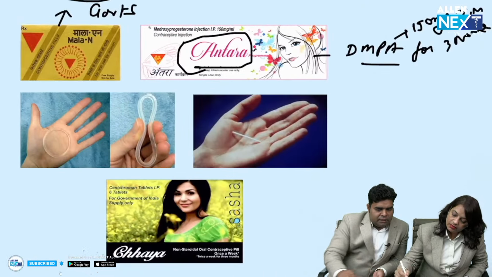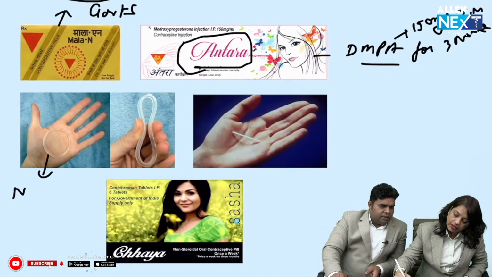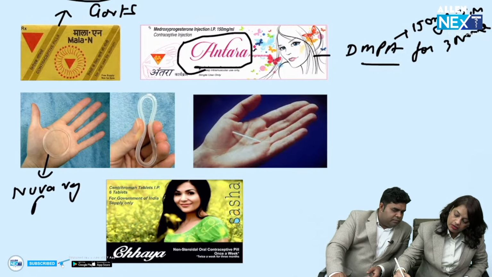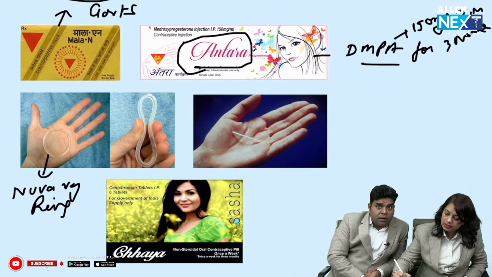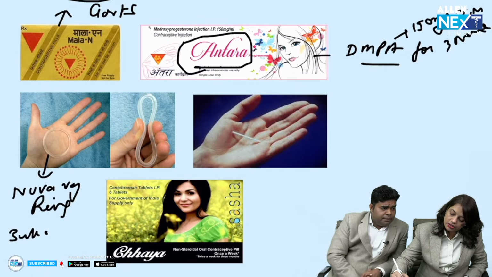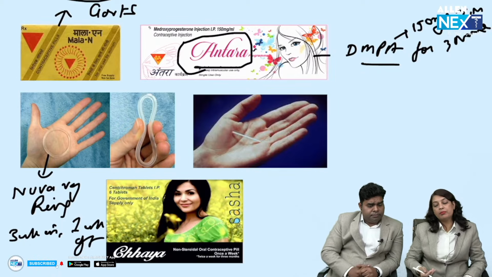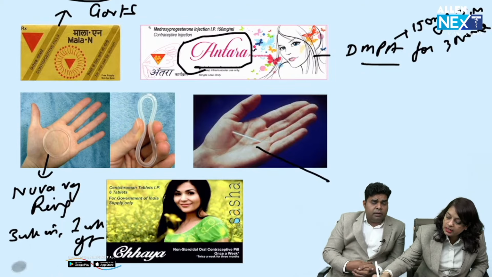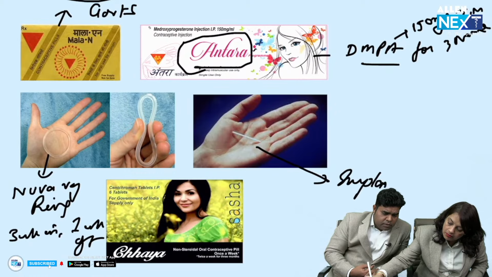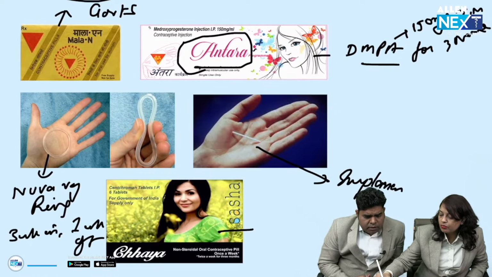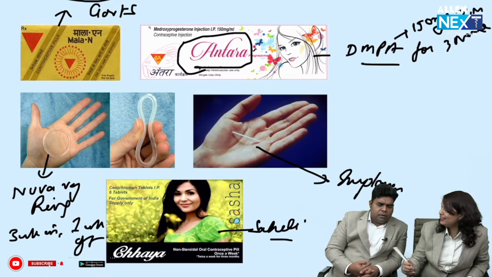This is the vaginal ring, Nova vaginal ring. The patient has to buy it. It is 3 weeks of insertion in the vagina and 1 week off, and that 1 week off is the menstruation time. This is Implanon. And this is what was previously Saheli.